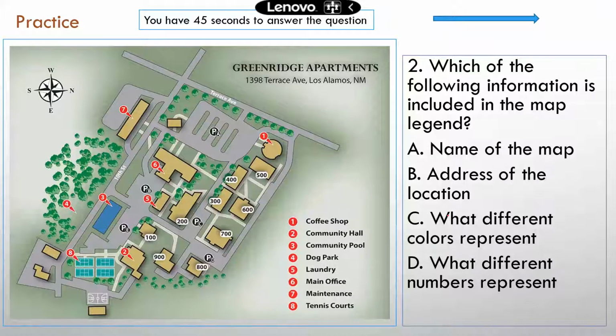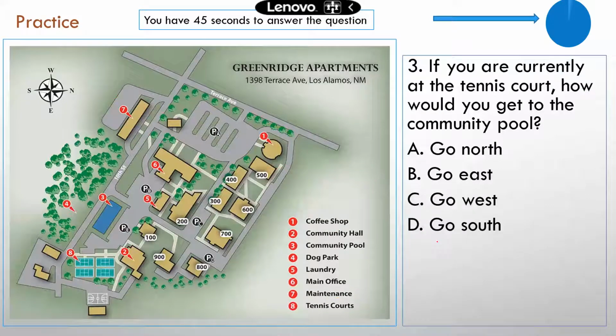Which of the following information is included in the map legend? So this is the map legend, and it tells you what each number represents, right? So for example, number 1, which is this location, is a coffee shop, and say number 7, that's a maintenance. So the correct answer is D, what different numbers represent. Okay, last question about this map.